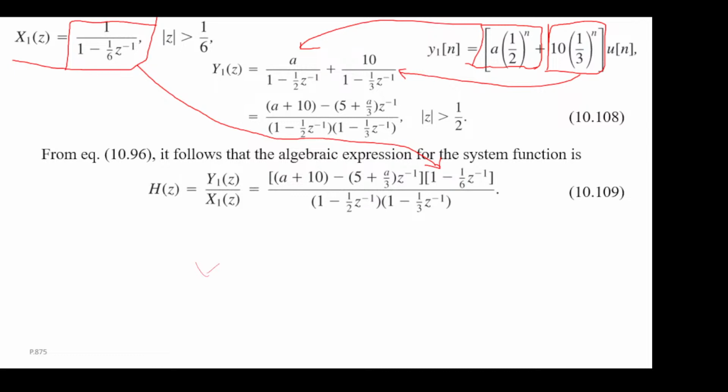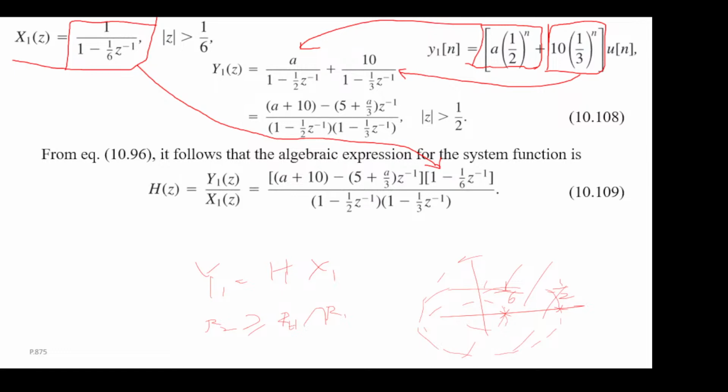Okay. So we have y1 equal to h times x1, right? And we think about the ROC of y1. So there is a 1 over 6 and there is a 1 over 2. So the x1 ROC is bigger than 1 over 6, and the y1 ROC is bigger than 1 over 2. And from this, we know the ROC of y1 should be at least the intersection of R1, R2, RH. Okay. So R2 is at least RH intersection with R1.